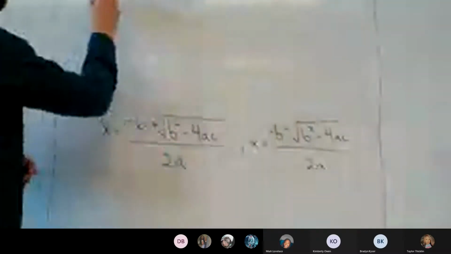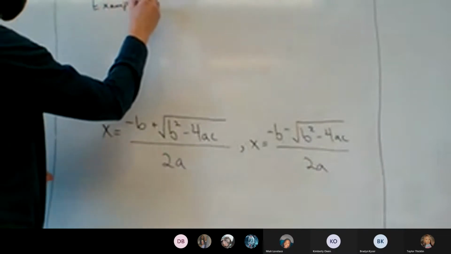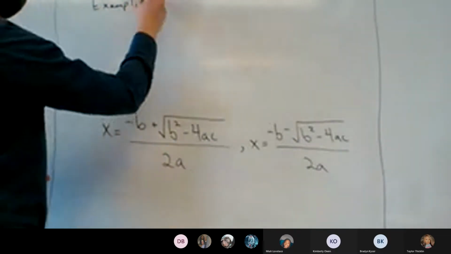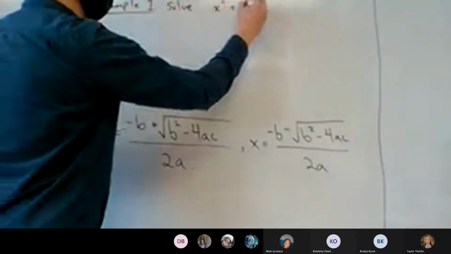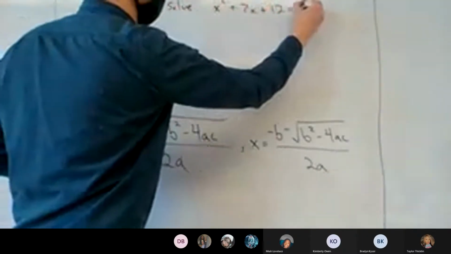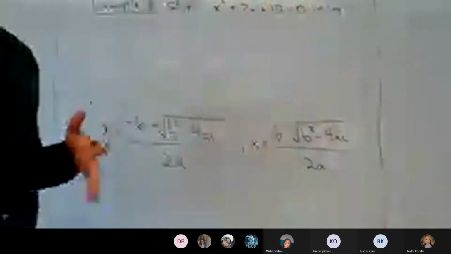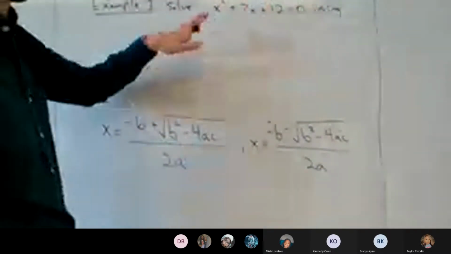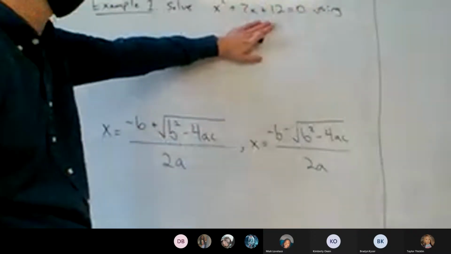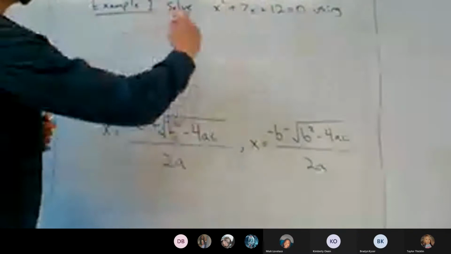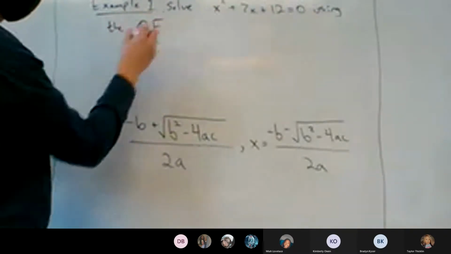Okay, so consider, let's say, example 1. Solve x squared plus 7x plus 12 equal to 0. Now, typically, I would say solve this by factoring, because that's probably the most efficient, the most natural way to solve this. In fact, we already know the answer, right? But just for practice, let's solve that using the quadratic formula, which I'm going to say QF.